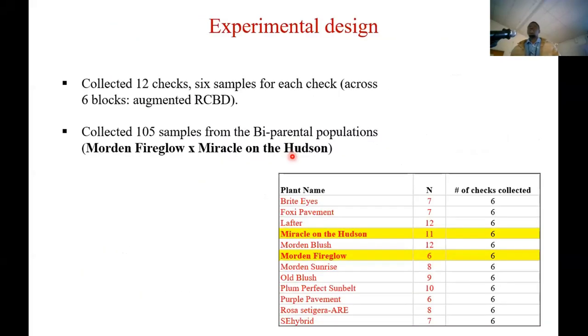So for this project, we started by collecting samples from 12 checks, where we collected six samples for each of the checks across the 6 blocks with an augmented RCBD design. For the biparental population, we collected a total of 105 samples, and that is the Modern Fire Glow by Miracle on the Houston.